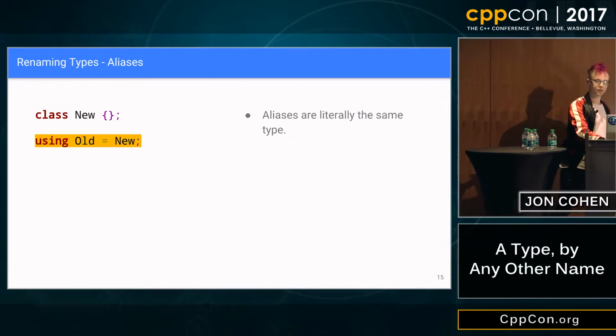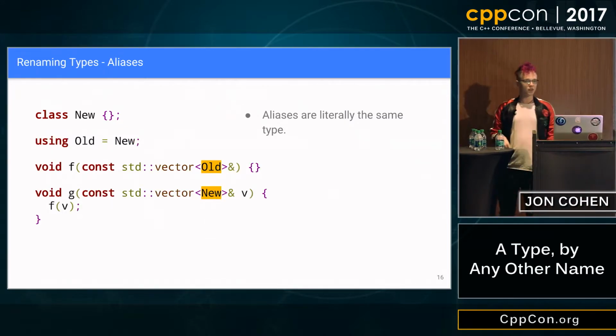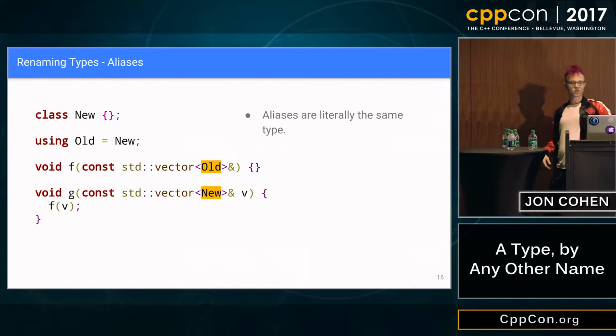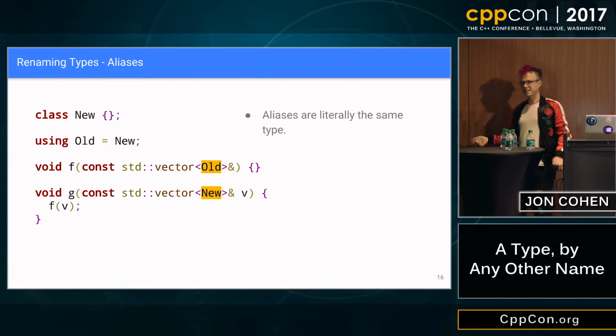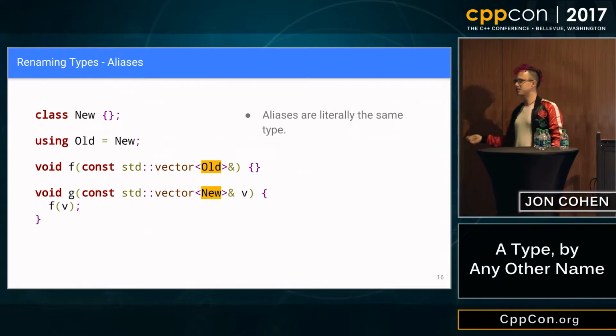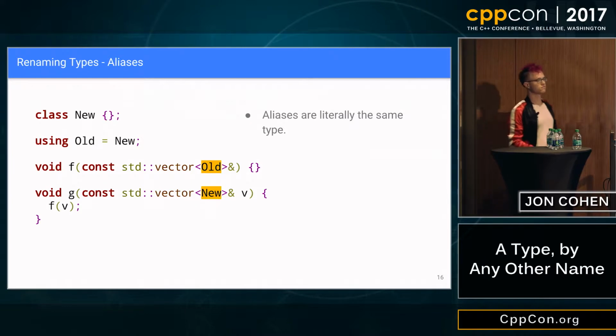They're literally the same. So now this example is totally fine. We've decoupled f and g. We can change one without changing the other, because vector of old and vector of new are now exactly the same thing. One's just a different name for the other one.